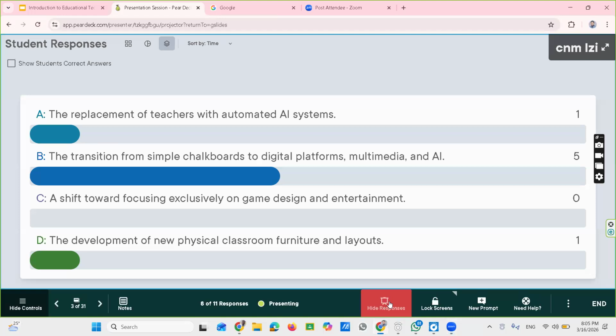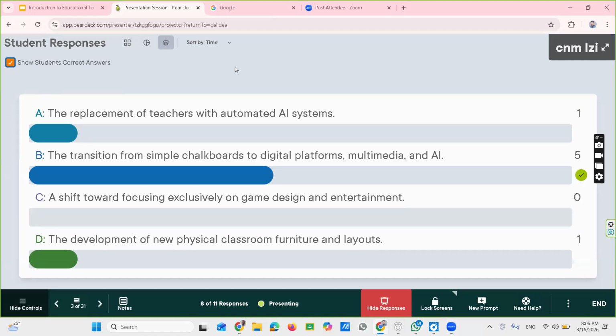Yes, five of you are giving the answer as B: the transition from simple chalkboard to digital platform, multimedia, and AI. Right, that's the correct answer actually. Some of you marked different answers. One student said the replacement of teachers by automated AI systems.